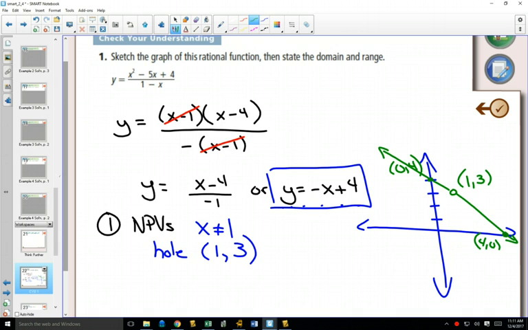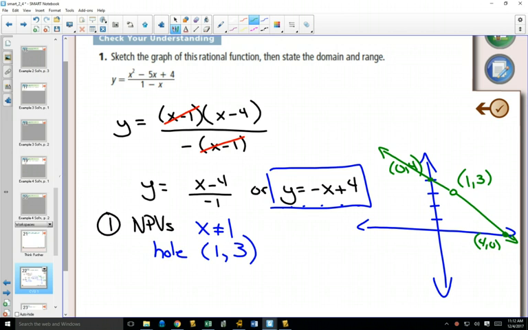So we have 4 steps to do in these graphs: non-permissible values, oblique asymptotes, horizontal asymptotes, x-intercepts, y-intercepts, and then graphing towards the asymptotes. However, in this situation that it's simplified so nicely, once it's simplified, you say, hey, I know how to graph a line. That's straightforward. It's just a line with a hole in it.